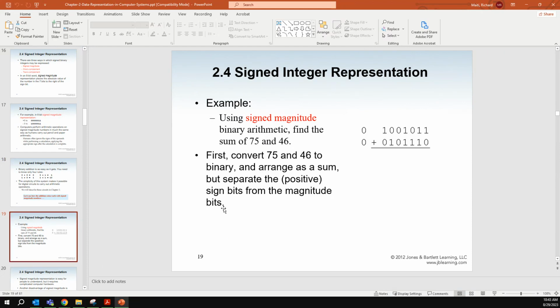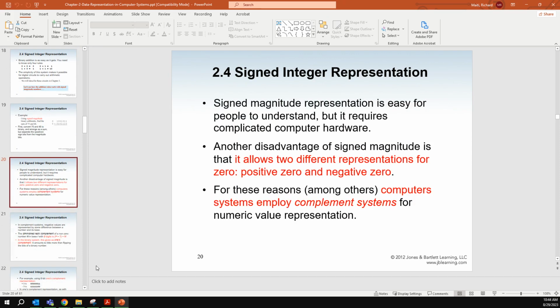Then we get into additions: convert 75 and 46 to binary and arrange as a sum, but separate the positive sign bit from the magnitude bits. So sign magnitude representation is easy for people to understand, but it requires complicated computer hardware. Another disadvantage of sign magnitude is that it allows 2 different representations for 0, +0 and -0.